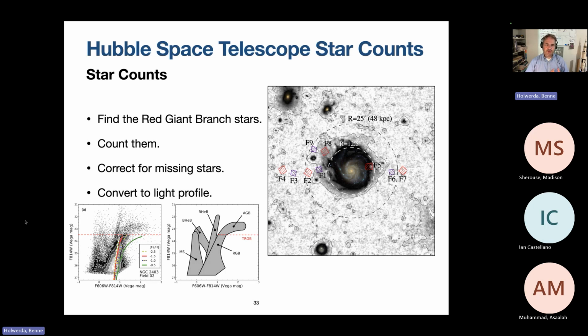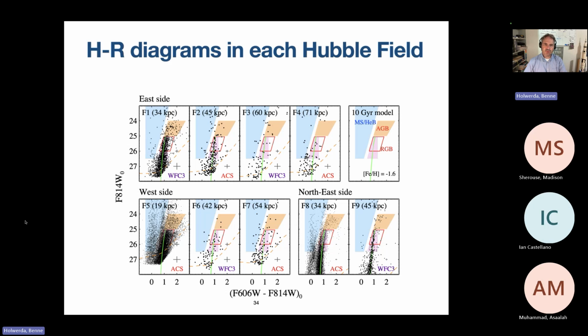So you can look for RGB stars. They live typically quite long. So we can find the RGB stars, count how many there are, correct for any missing stars, and then convert the whole thing into a light profile. And you can do that in every Hubble field that you can get on this thing. See how many main sequence, how many AGB, RGB stars there are. The main sequence is the blue, the AGB is the orange, and the RGB is the pink, and the legend's in the top right.